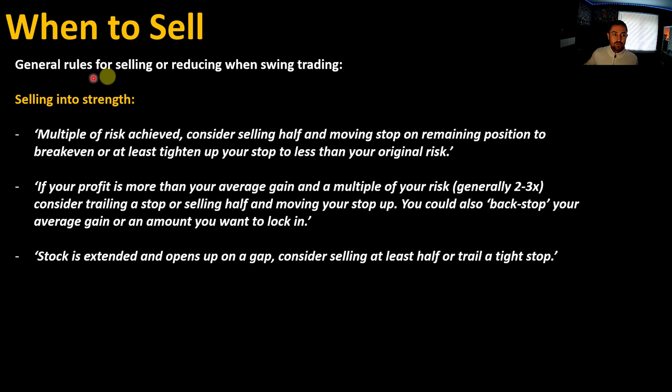So the general rules for selling or reducing when swing trading, this is what Minervini says. Selling into strength, multiple of risk is achieved. Consider selling half and moving stop on remaining position to break even, or at least tighten up your stop to lessen your original risk. I've got some really good examples later on for you guys as well in terms of break even trades, free rolling trades, and thinking about that, as this is a fairly complex area to be going through. So I've got some nice examples.